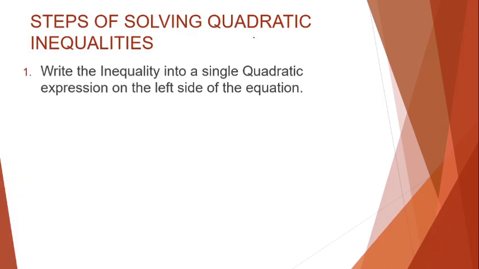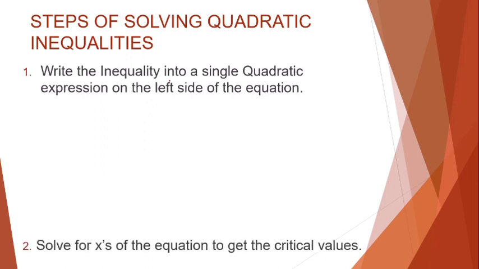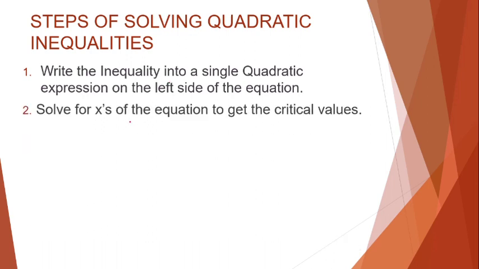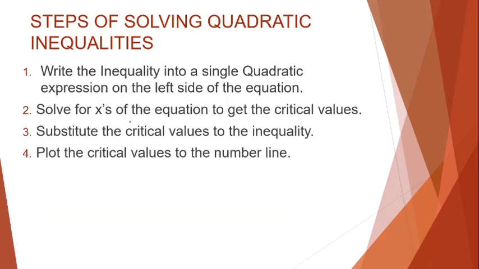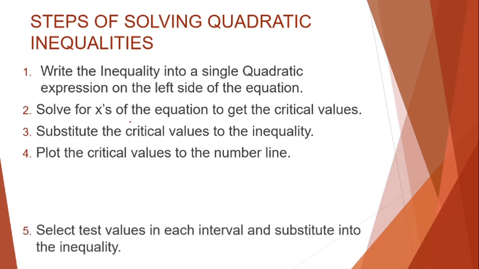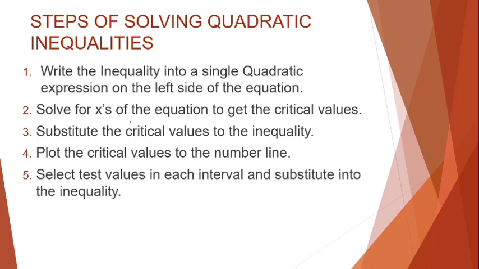So, steps of solving the quadratic inequality. Number 1, write the inequality into a single quadratic expression on the left side of the equation. Solve for x of the equation to get the critical values. Substitute the critical values to the inequality. Plot the critical values on the number line and select test values in each interval and substitute into the inequality. Next, use interval and set builder notation.